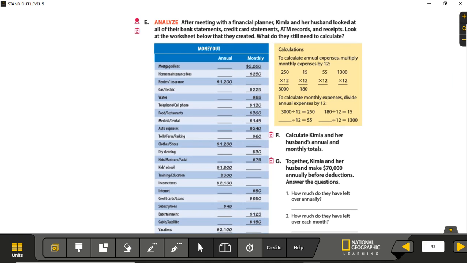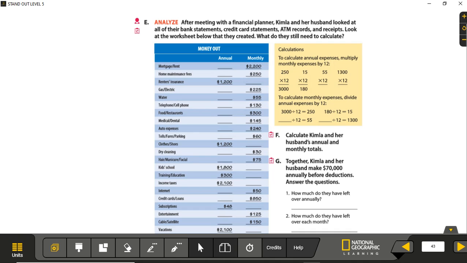We take a look at this. After meeting with a financial planner, Kimla and her husband looked at all their bank statements, credit card statements, ATM records, and receipts. Look at the worksheet below that they created, and what do they still need to calculate? It says money out, annual, that's yearly, and then monthly is monthly.